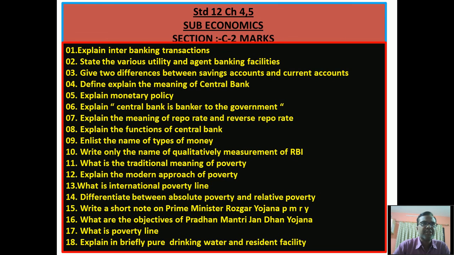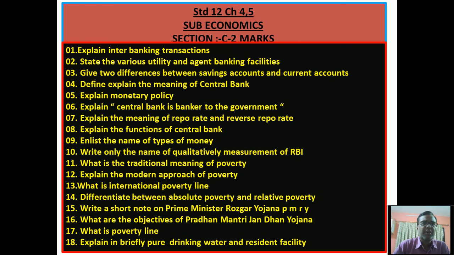Explain monetary policy. Explain the statement: central bank is a banker to the government. Explain the meaning of repo rate and reverse repo rate. Explain the functions of central bank and list the names of types of money. Write only the names of qualitative measures of RBI for money control. What is the traditional meaning of poverty? Explain the modern approach to poverty. What is the international poverty line?